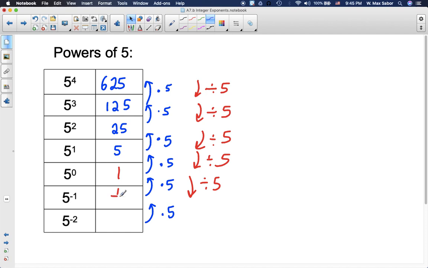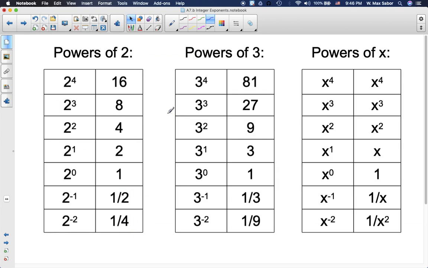If we keep going, 5 to the negative first is 1/5, and for 5 to the negative second we divide by 5 again and get 1/25. So if you follow the pattern, higher exponents mean multiplying, so smaller exponents need to be dividing. This pattern continues. It's not specific to 5s. If we have powers of 2, as they go up we're multiplying by 2, and going down we're dividing by 2. Going up in powers of 3, we're multiplying by 3, and down we're dividing by 3. Up in x, x to the first is x, then x squared, x cubed, x to the fourth. If we divide, we get down to 1, and then 1 over x squared.